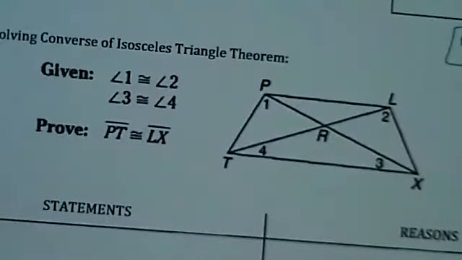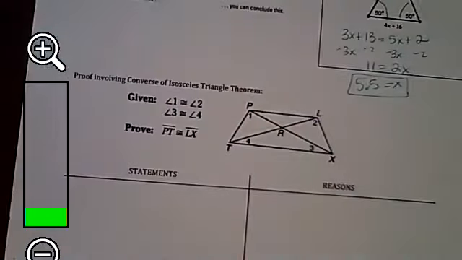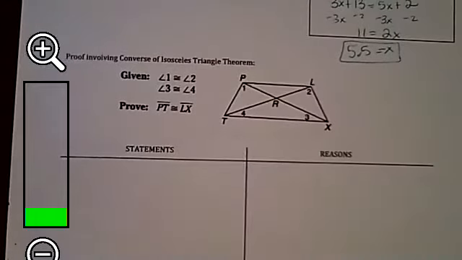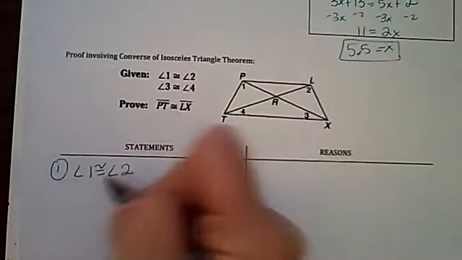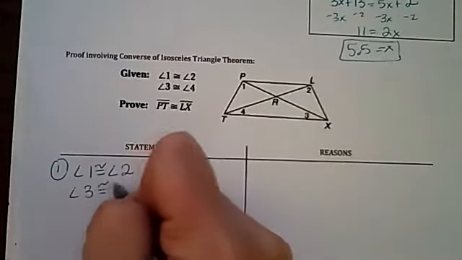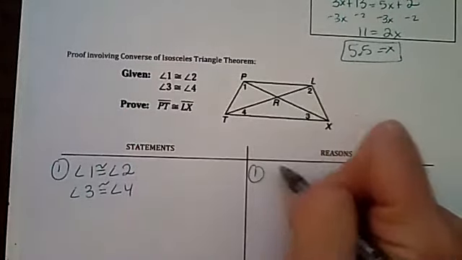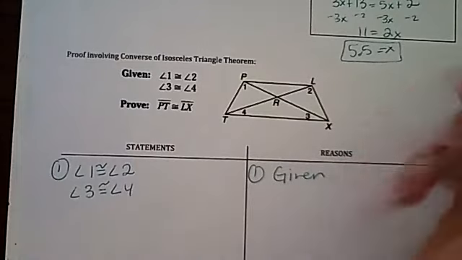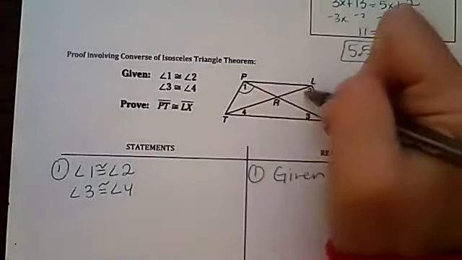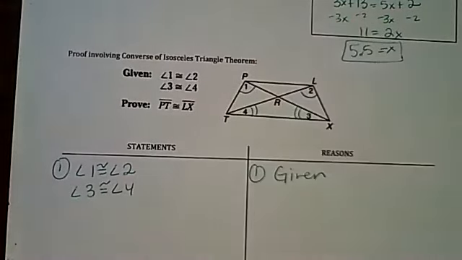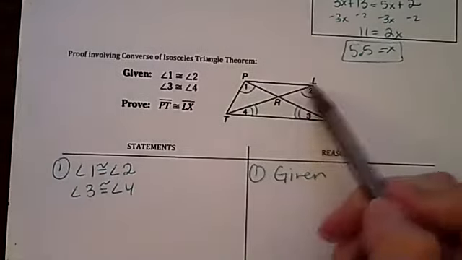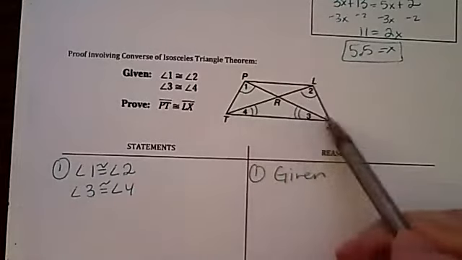Okay, let's take a look at this proof. So we are given, what's the given? That angle 1 is congruent to angle 2, and angle 3 is congruent to angle 4. So let's mark it 1 and 2, and then 3 and 4. This is interesting. These are not in the same triangle. Oh, actually, yeah, they are. They're both in these triangles. So see this one and this one.